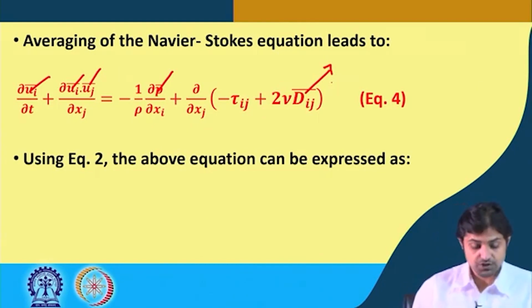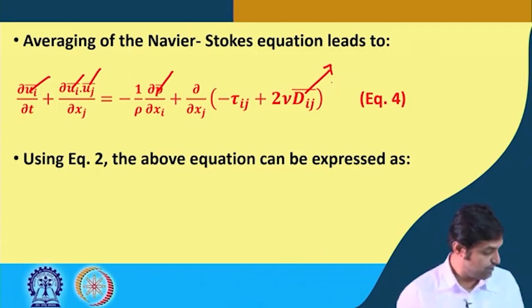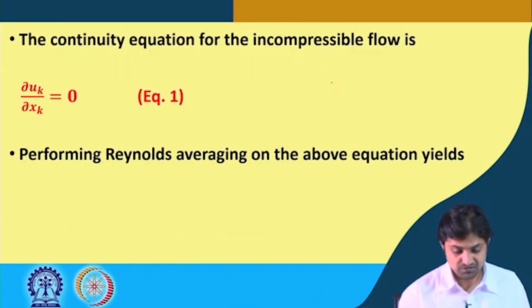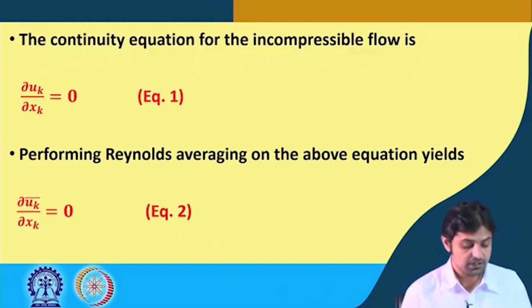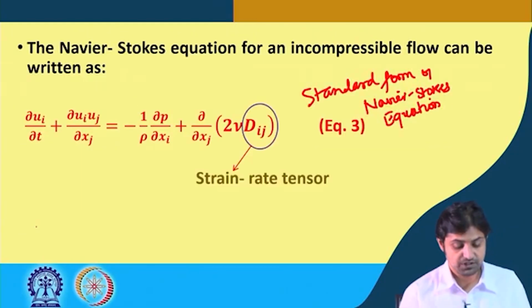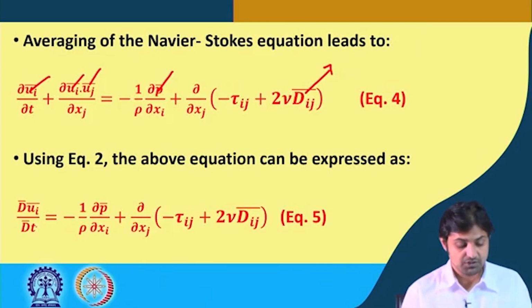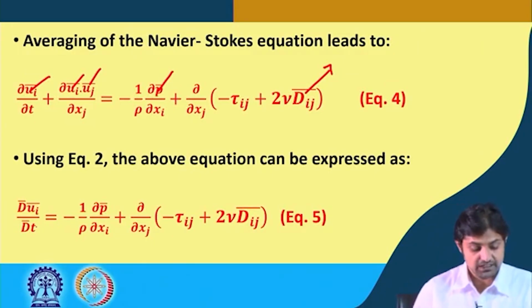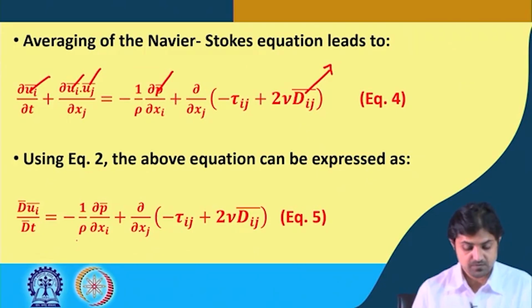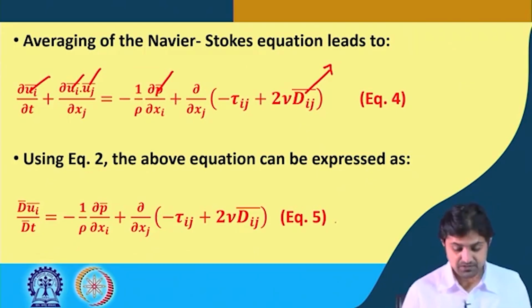So if we use equation 2, the above equation, you remember that equation 2, this one here, del uk bar by del xk is equal to 0, using the continuity equation, it can be written as del ui bar by del t is equal to minus 1 by rho del p bar by del xi plus del xj of minus tau ij plus 2 nu Dij. All right. Okay, this is equation number 5.